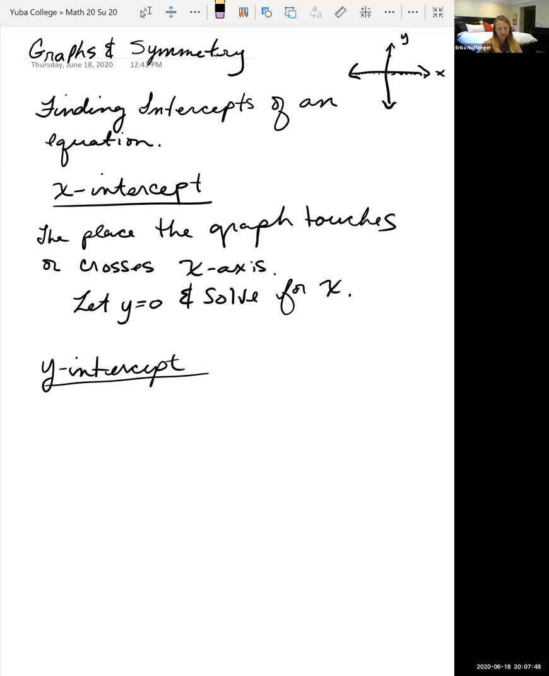Y-intercept, almost the same kind of idea, but this time you're looking at where the graph is touching or crossing the y-axis. The value of x for that point is always 0. So we're going to let x equal 0 and solve for y.